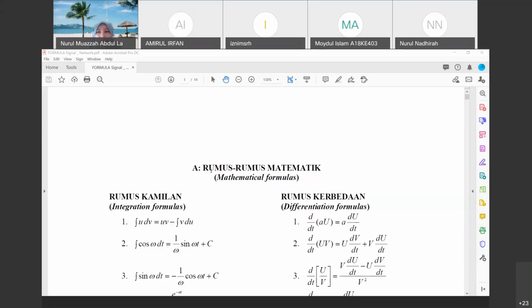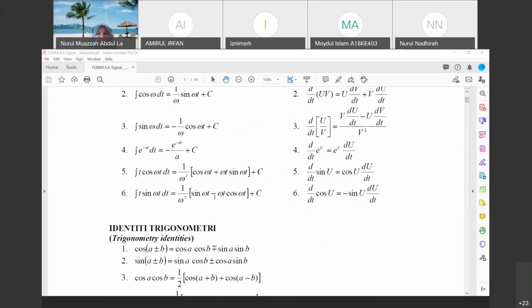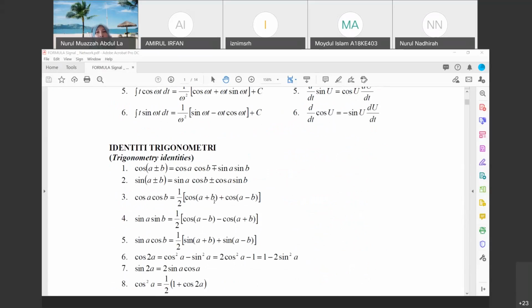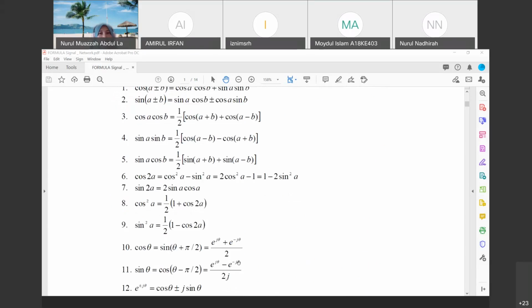If you can see here, this is the list of formulas. We have integration formulas, differentiation formulas. So please print one copy for you. It has the formulas from the second chapter up until the sixth chapter, with trigonometry identities. You will use this a lot, the trigonometry identities. This is the Euler theorem.